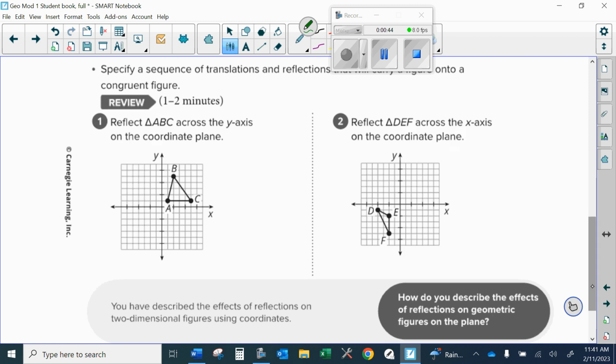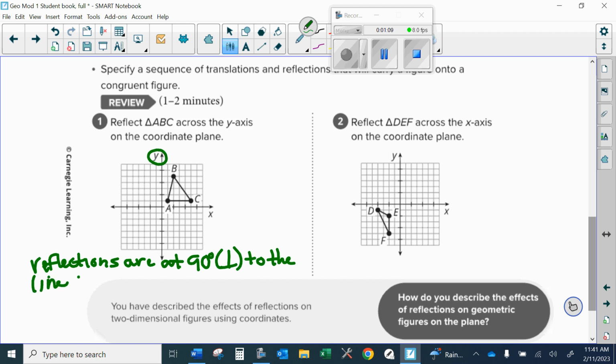Okay, so here we go. Some review. It says reflect triangle ABC across the y-axis. So you've got to know which one the y-axis is. Remember, reflections are at 90 degrees, also called perpendicular, to the line of reflection. And the same distance away.